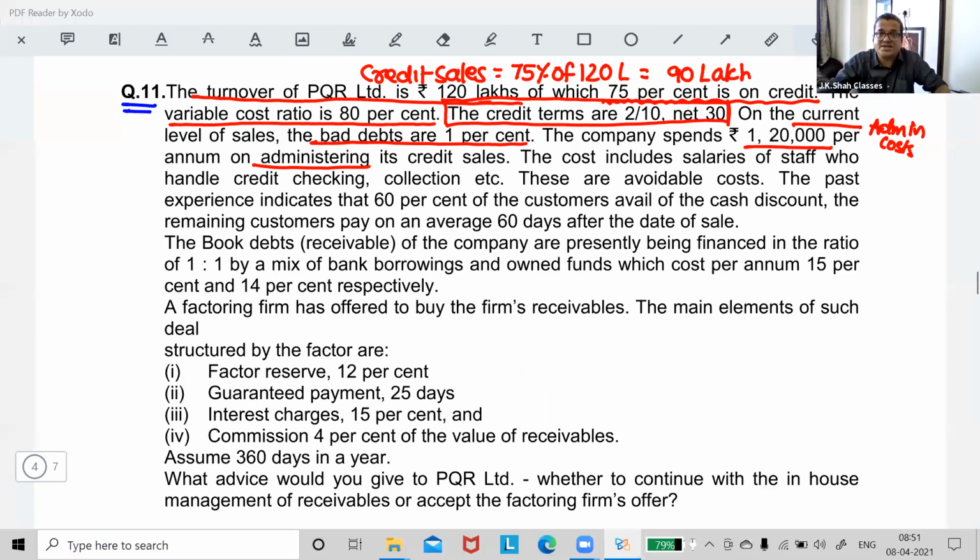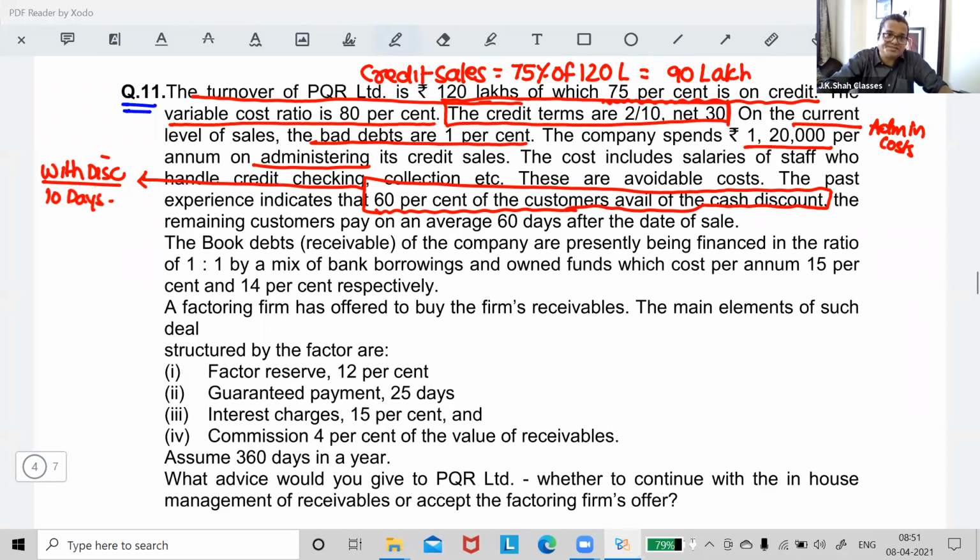The past experience indicates that 60% of the customers avail cash discount. So please understand, students, these 60% people are the discount category people. They are forced to pay within how many days? 10 days. Then only they will get discount. You come to me asking discount, so you please pay within 10 days.